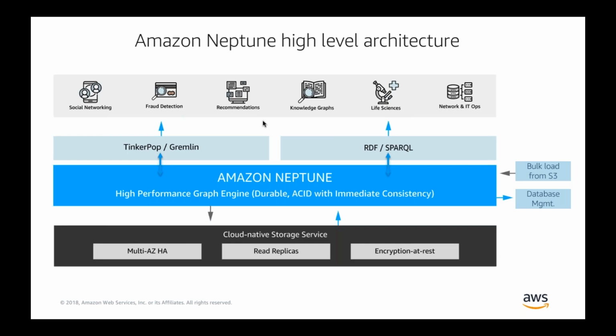So we store 6 copies of your data across 3 different availability zones, with low latency read replicas. While the write master has immediate consistency, the read replicas have repeatable read with very low latency replication, typically less than 10 milliseconds. And we support encryption at rest with customer managed Amazon Key Management Service, KMS, keys.